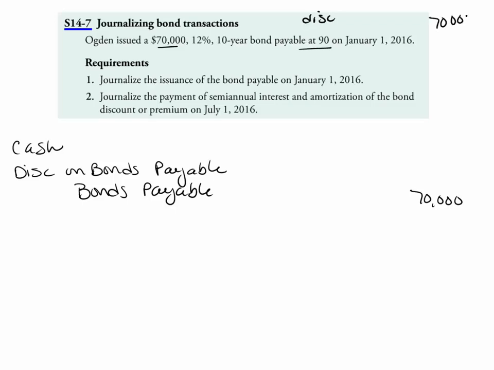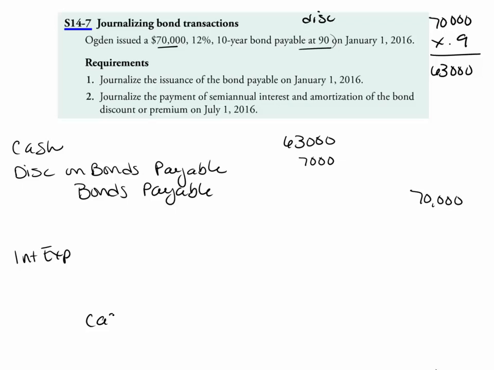So $70,000 times 0.9. They issued it at 90. 0.9 means right now I'm getting $63,000. So the cash that they receive at issuance is $63,000. The cash they'll have to pay back at maturity is $70,000, and the difference between the two is the discount on bonds payable.